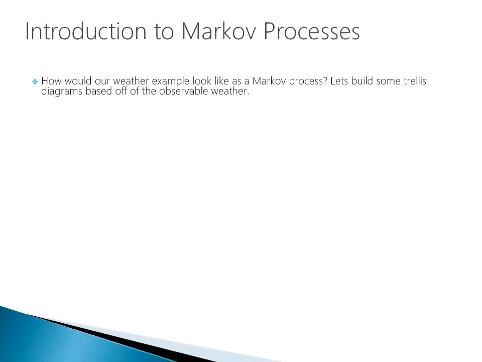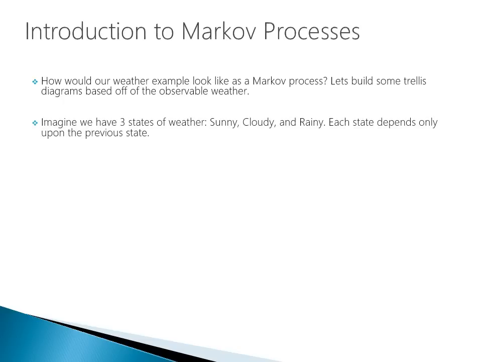Well, how would our weather example look as a Markov process? So let's build some trellis diagrams based off of the observable weather, just to ease us into these topics. Now imagine we have three states of weather. We have sunny, cloudy, and rainy. Each state depends only upon the previous state.